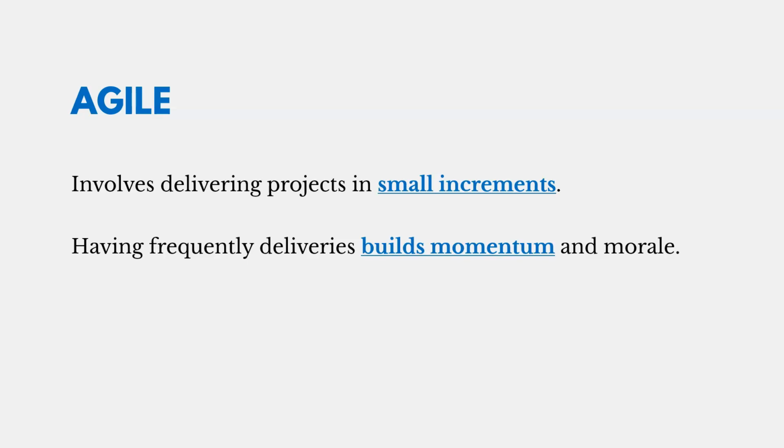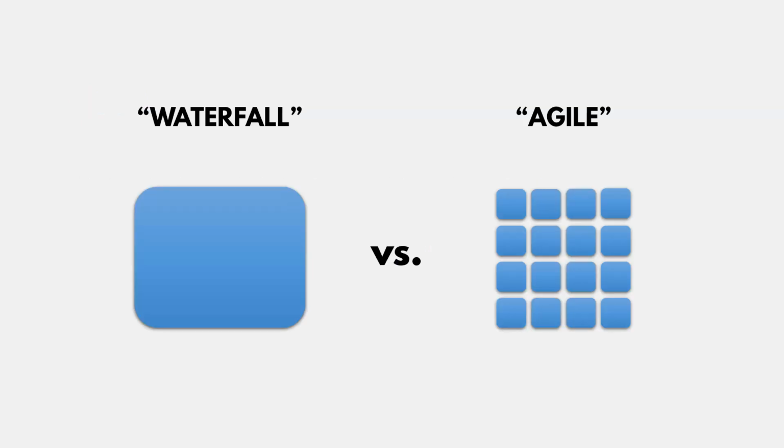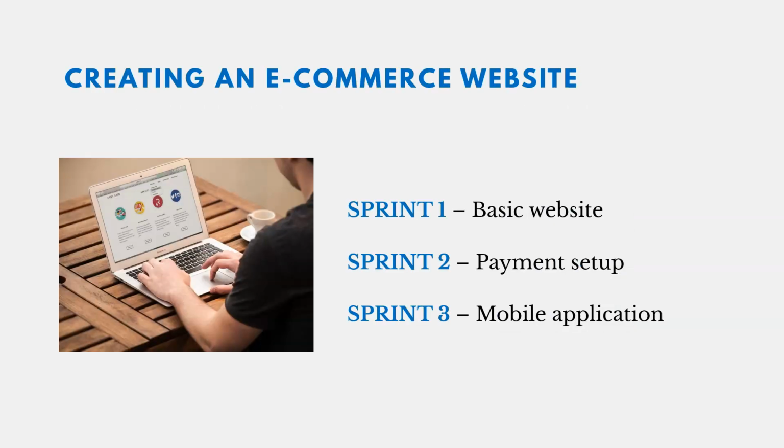They can see it progressing. One way to think about this is, in waterfall, we're delivering all at once, and in agile, we're delivering it in small pieces. So an example agile project might be to create an e-commerce website. We deliver this in a few pieces, or sprints, as it's often referred to in agile.